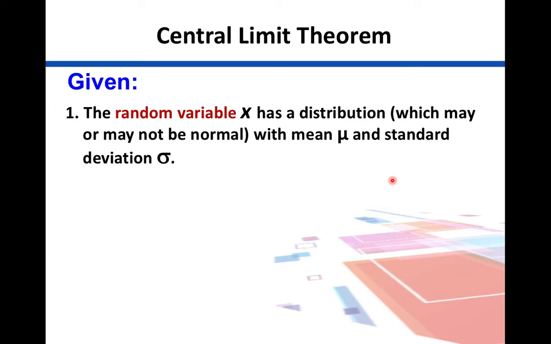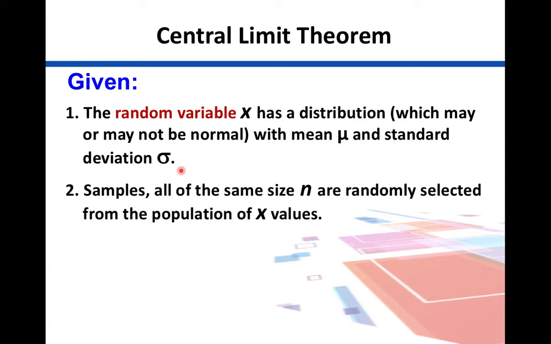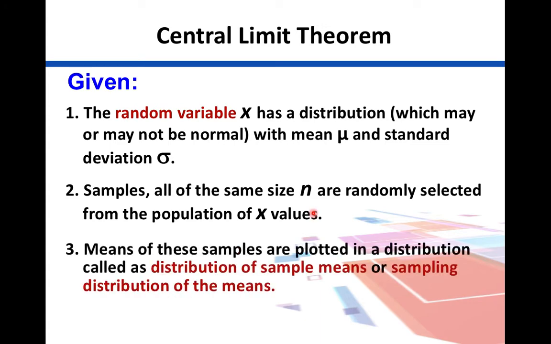Suppose we have a random variable x and it has a distribution which may or may not be normal with mean mu and standard deviation sigma. Samples all of the same size n are randomly selected from the population of x values, and then means of these samples are plotted in a distribution called the distribution of sample means or sampling distribution of the means.